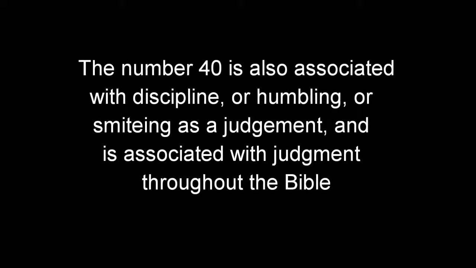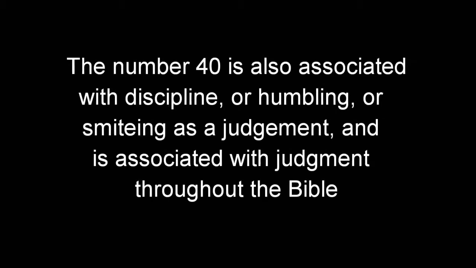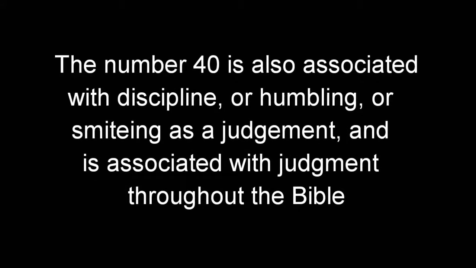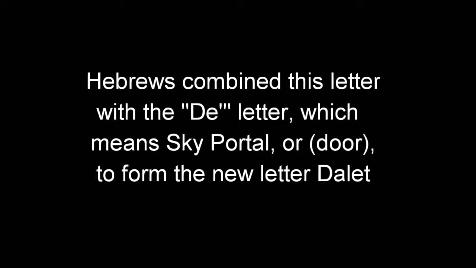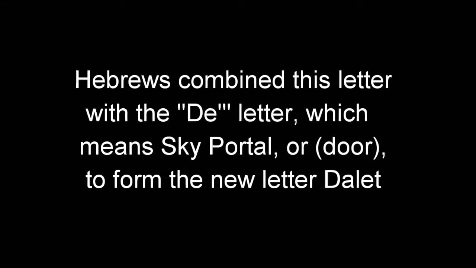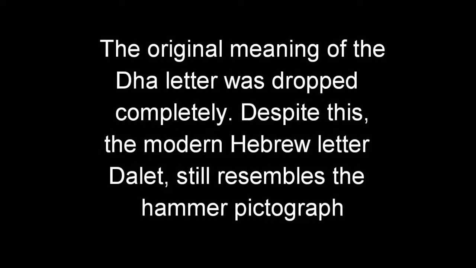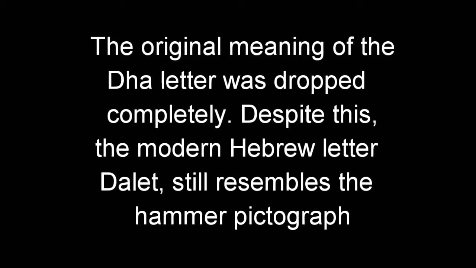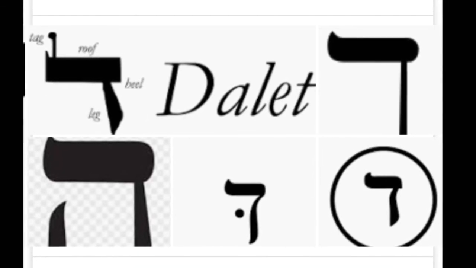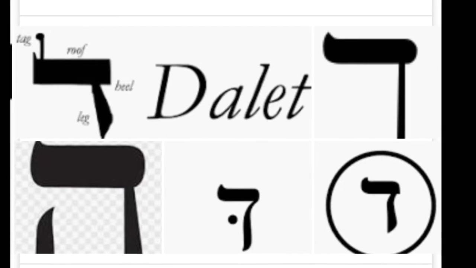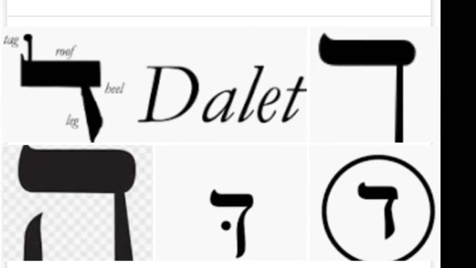The number 40 is also associated with discipline or humbling or smiting as a judgment, and is associated with judgment throughout the Bible. Hebrews combine this letter with the Theht letter, which means sky portal, or door, to form the new letter, Dalet. The original meaning of the Yah letter was dropped completely. Despite this, the modern Hebrew letter Dalet still resembles the hammer pictograph. Here is a picture of the modern Hebrew letter Dalet. It appears more like a hammer than a door. Here is a picture of the Yah pictograph letter, and its numeric value and sound.